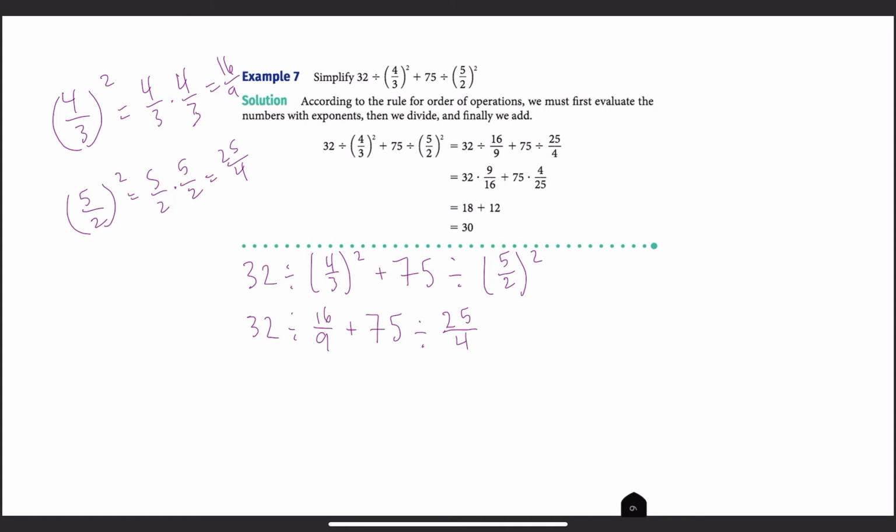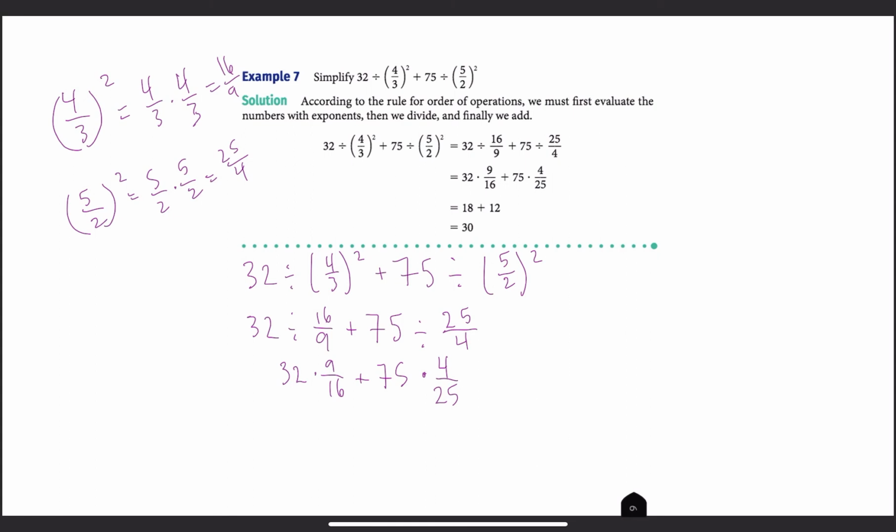Now that I've evaluated exponents, I can move on to multiplication and division. I see there is some division here. There's some division in 2 different places. So I'm going to go left to right. Now when I divide by a fraction, instead of actually dividing by a fraction, I multiply by the reciprocal. So this is going to be 32 times 9/16 plus 75. And I can go ahead and reciprocate this and turn this into multiplication by its reciprocal as well.